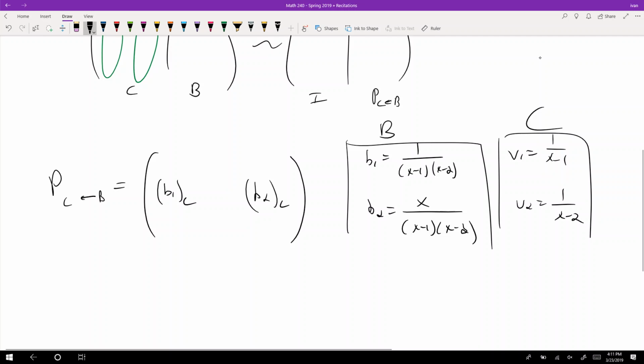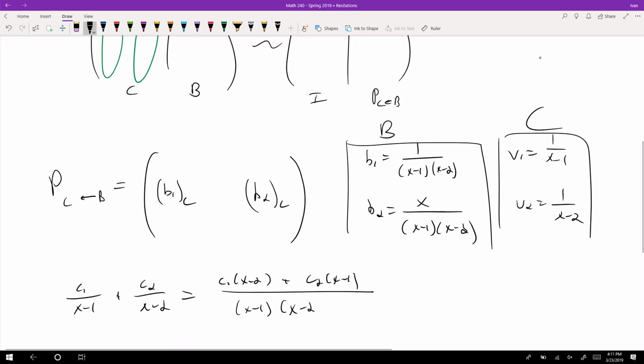So let's just see what a linear combination of C gets us, right? If we do c1 over x minus 1 plus c2 over x minus 2, we'll get c1 (x minus 2) plus c2 (x minus 1) divided by (x minus 1)(x minus 2). We complete the denominator to get a like denominator, and then we add them together. Now we want to find c1 and c2 in order to give us what B is.